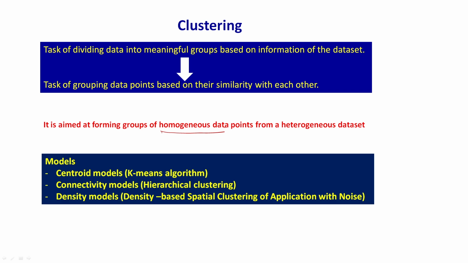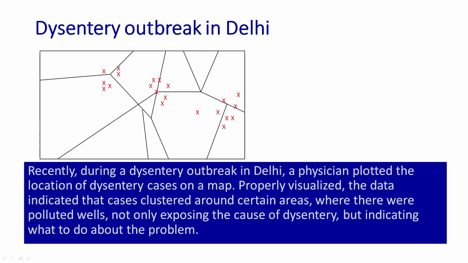That is the aim. Now there are different types of models which we will discuss today also: centroid models, which is nothing but the K-means algorithm, and connectivity models, which are nothing but hierarchical models or clustering, and you can have density models like density-based spatial clustering of applications with noise. So let us talk about a very simple way of understanding clustering.